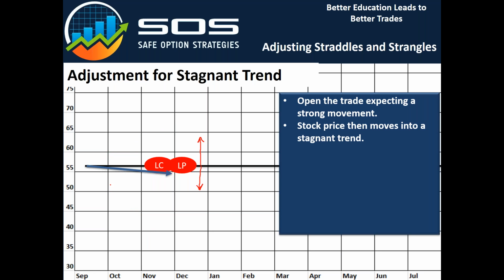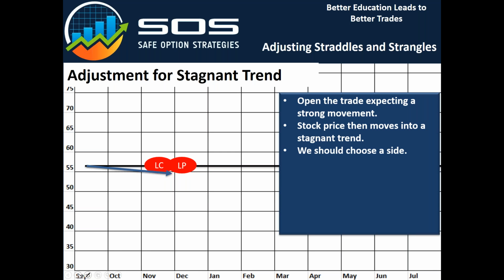But after we open the trade, we're expecting that strong movement, and then we get into a somewhat stagnant trend. The reason I have this line drawn at a little bit of a downward angle is because more often than not, that stagnant move has a little bit of a bearish or bullish angle to it. Not always. Sometimes we get strong levels of resistance and support, and the stock will just bounce in between, with no definitive bullish or bearish movement. It's dead flat. That happens sometimes, but it's not as often the case as stagnant to somewhat bullish or bearish.